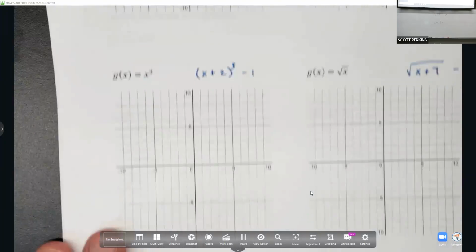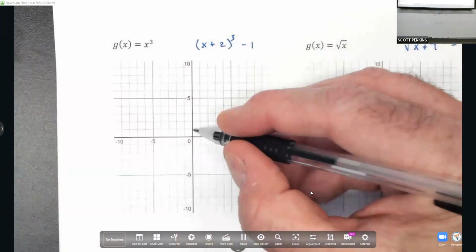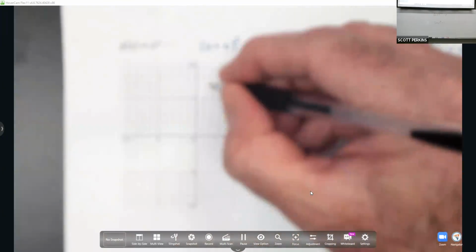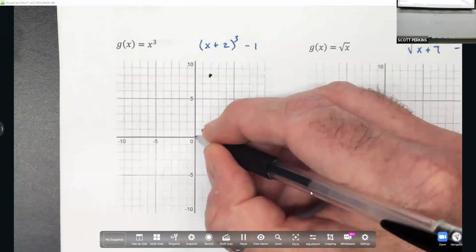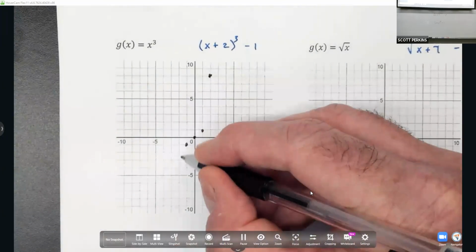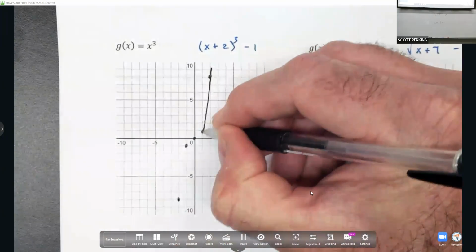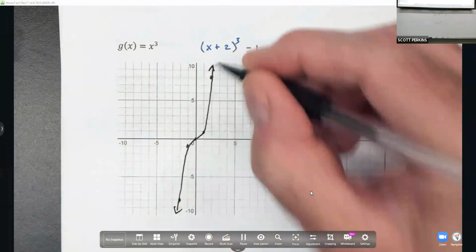Next one is x cubed. When I put my x in, I cube it. So again, I'm limited only by my graph. When I cube 2, I get 8. When I cube 1, I get 1. 0 gives me 0. When I cube negative 1, I get negative 1. And negative 2 gives me negative 8. So here is my x cubed graph. Oh, that's lovely. Getting so much better at drawing.